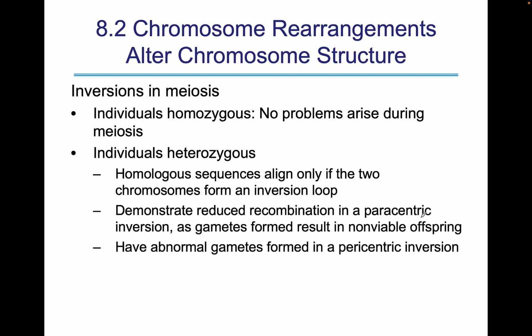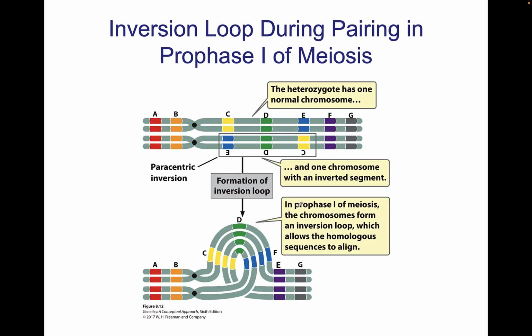However, when an individual is heterozygous for an inversion, the gene order of the two homologs differs. As a result, the homologous sequences can align and pair only if the two chromosomes form an inversion loop. And that's what we can see right here, the inversion loop. This happens during prophase 1 of meiosis.